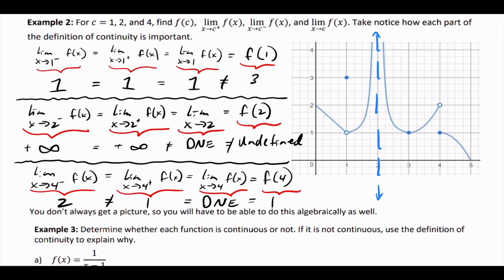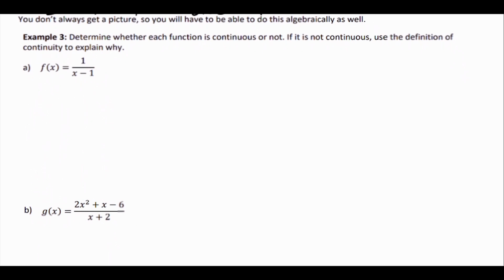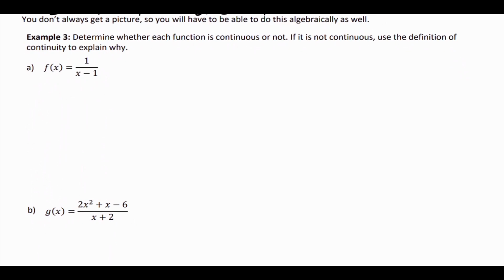The reason it's important is that when they ask you to justify your answer, this is the justification. This is why it's not continuous at 1, not continuous at 2, not continuous at 4. When they ask you for justification, it's important. Okay, so here we're going to move to what we most likely see. Most of the time, when we're trying to decide continuity, we don't get a nice, pretty picture. So you don't always get a picture, and you will have to be able to do this algebraically as well.